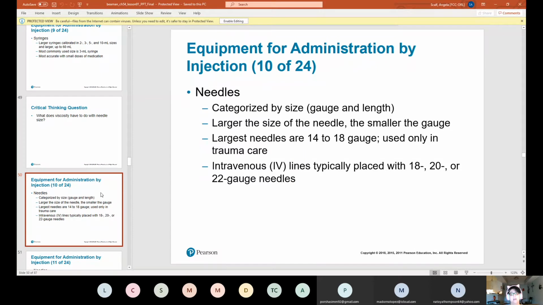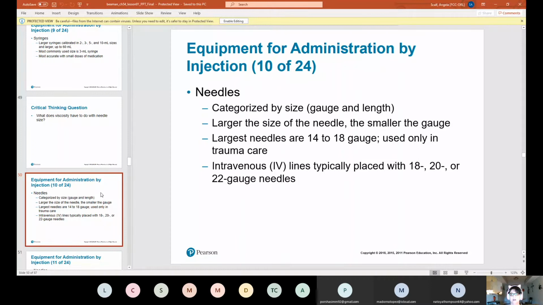The size of them and their length. And we talked about how extremely big needles have a smaller number, like their gauges are 10s, 14s, 18s. And when we start thinking about more practical gauges that we'll be using, we may use an 18, but we're probably going to be seeing and sticking with more of the 20s and 22s.